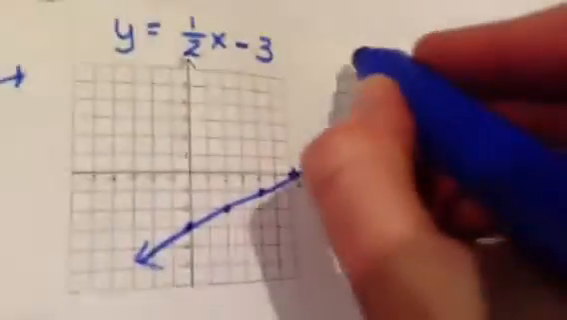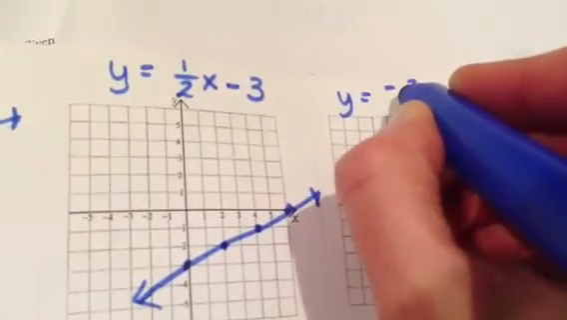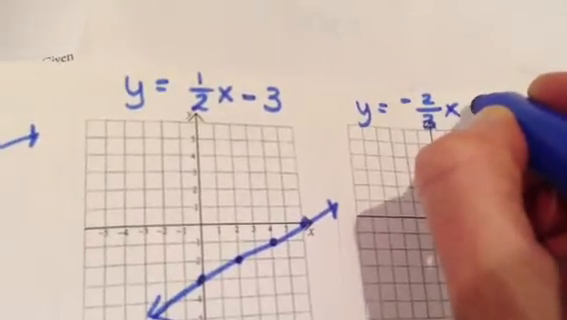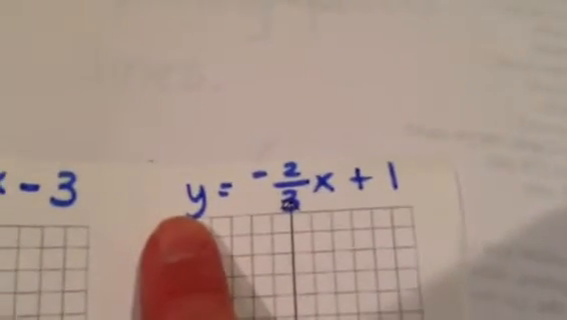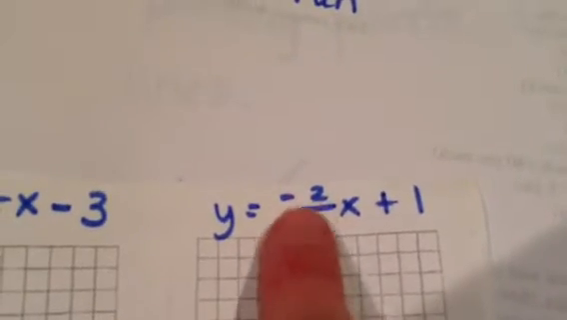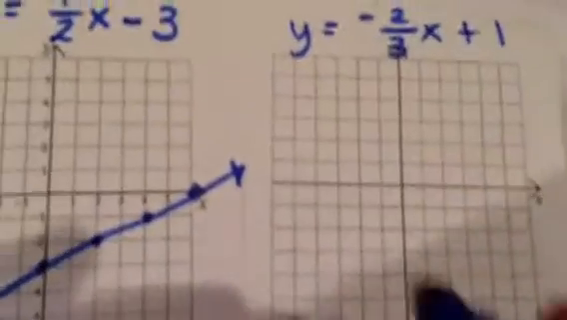What if I had this one? Y equals negative, let's do 2/3 x plus 1. Okay, just making some up. Because the y is by itself, this only works because the y is by itself. This is my slope, -2/3. Right here is my y-intercept. So I'm going to go to 1, and I'm going to put a point in right there.